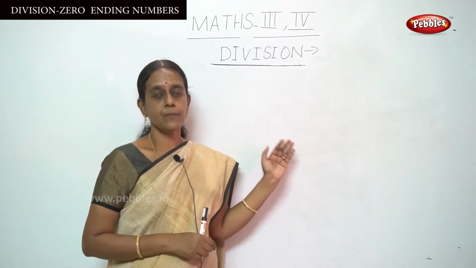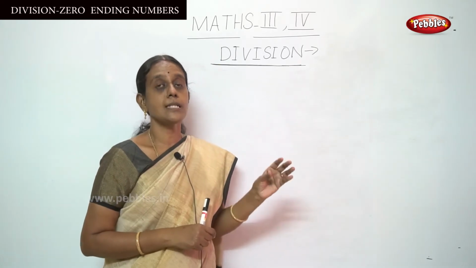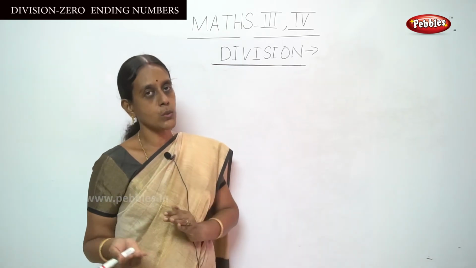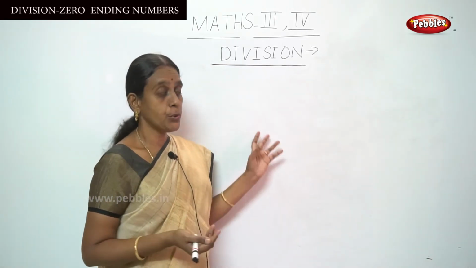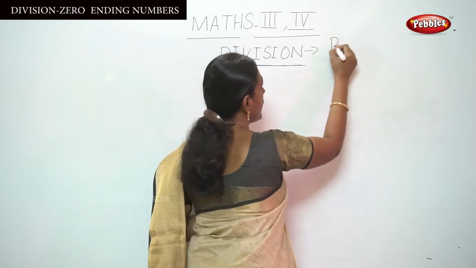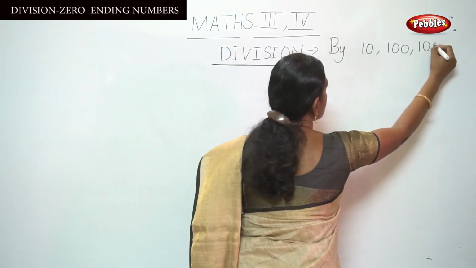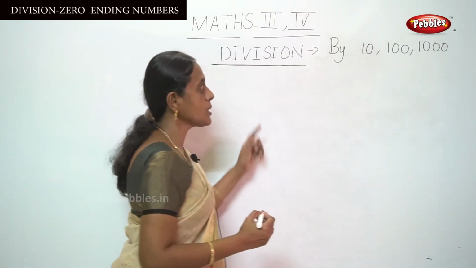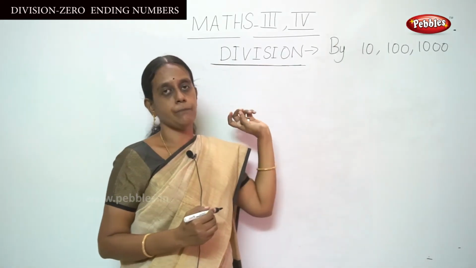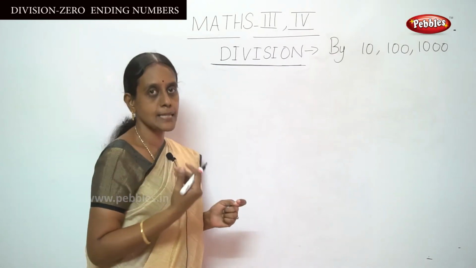Dear children, next we are going to learn how to divide when the divisor is a 0-ending number. The divisor is 10, 100 and 1000. How to do the division without the long division pattern, division by 10, 100 and 1000. This is our subtopic. I am going to explain with example sums.